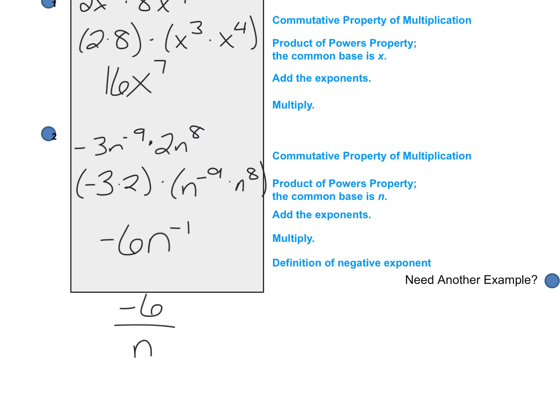n to the 1, or just n. Remember, once you switch it, the negative is gone. Positive n, yeah. Can we keep it like that? Okay, yes, you can keep it like this.